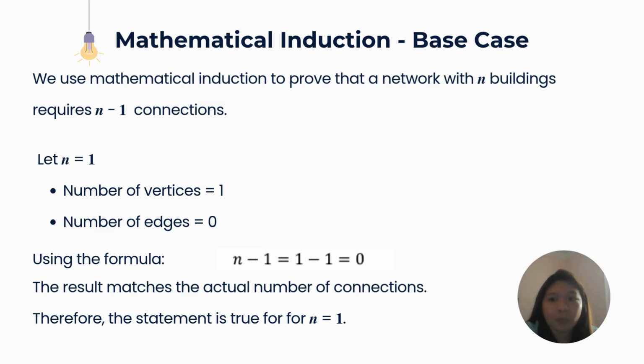To prove this, we will use mathematical induction. First, we consider the base case where n equals 1. In this case, there is one vertex and 0 edges. Using the formula n minus 1, we get 1 minus 1, which is equal to 0. This matches the actual number of connections. Therefore, the statement is true for n equals 1.